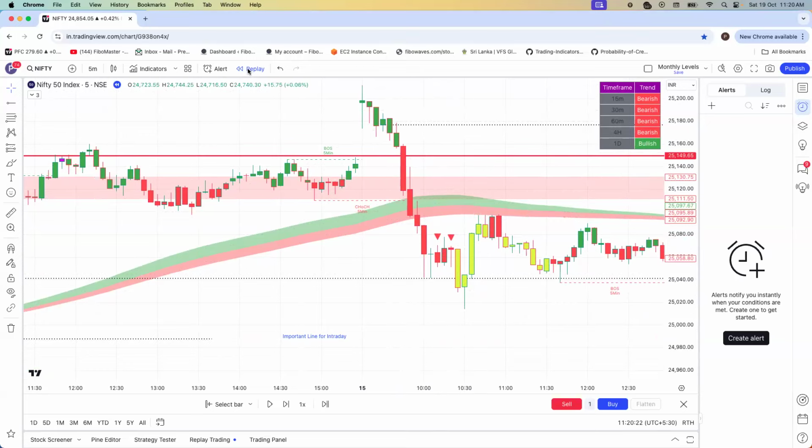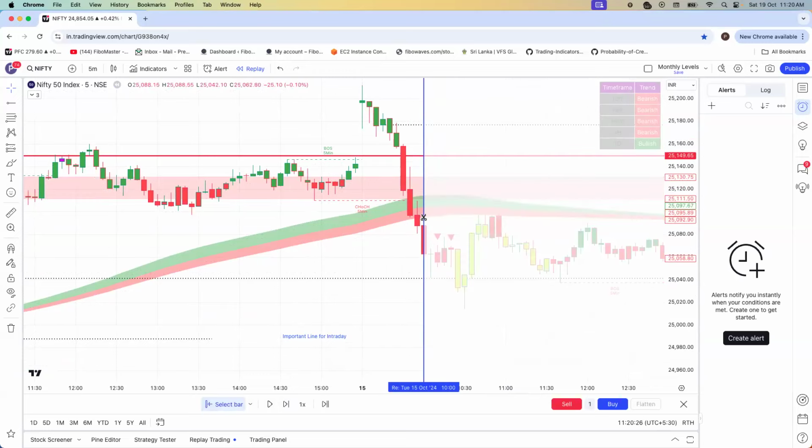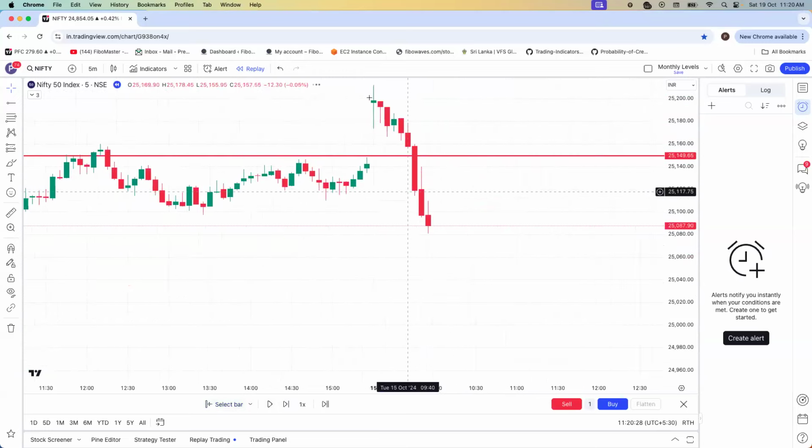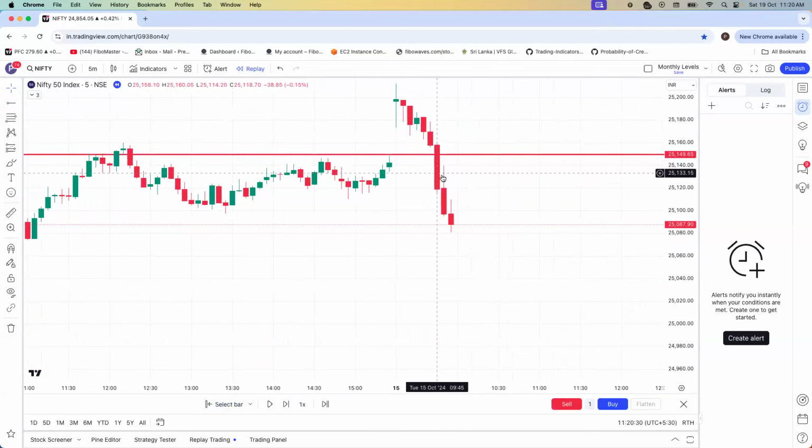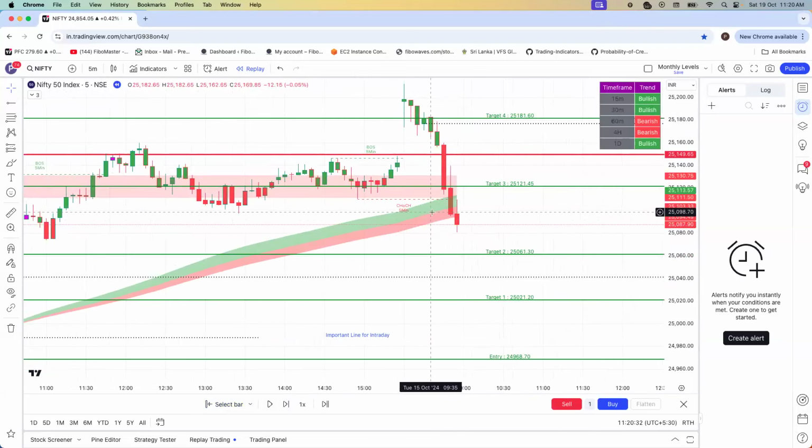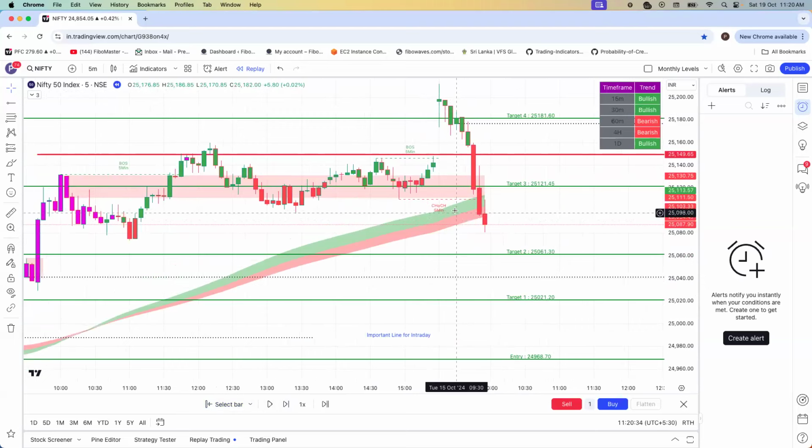So I also told you that whenever, let's say, I'll take it to here. Whenever the cloud is green and the red is on the bottom, how much target can I get? I can get only two targets, correct? The first target is this, the second target is this. So we got two targets.